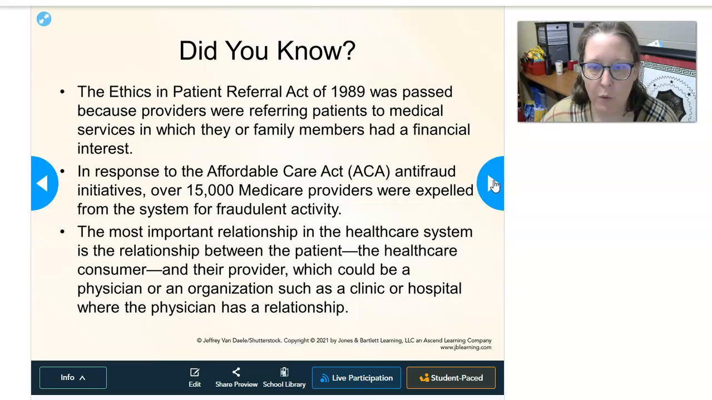In response to the Affordable Care Act anti-fraud initiatives, over 15,000 Medicare providers were expelled from the system for fraudulent activities. So Medicare and Medicaid fraud is a big thing.